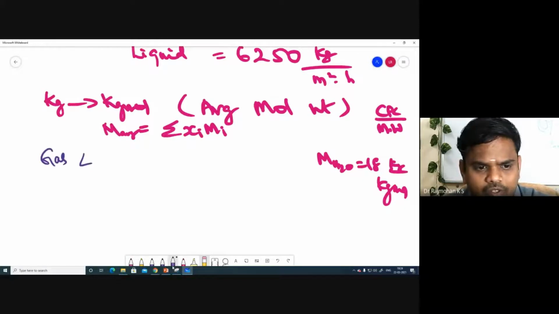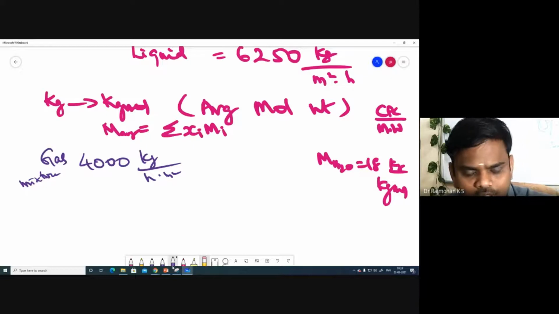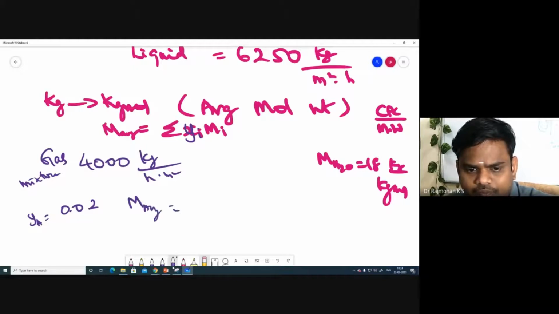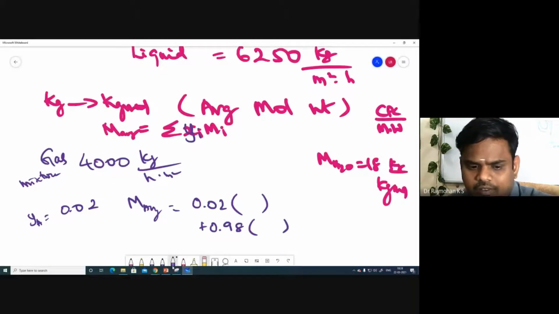It is given that 4000 kg per hour per meter square of gas mixture is entering. So what is the molecular weight of the mixture? The entering mole fraction is given as 0.02, right? So you can say Ya into Ma. So M average is equal to 0.02 into the molecular weight of acetone plus 0.98 into the molecular weight of air.